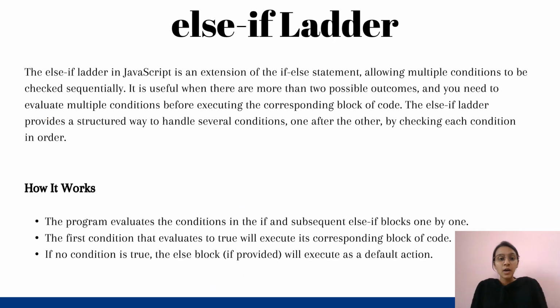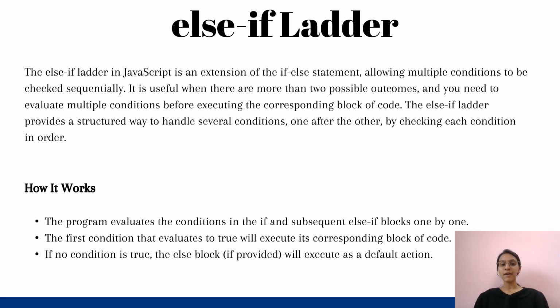Else-if ladder. The else-if ladder in JavaScript is an extension of the if-else statement, allowing multiple conditions to be checked sequentially. It is useful when there are more than two possible outcomes and you need to evaluate multiple conditions before executing the corresponding block of code. The else-if ladder provides a structured way to handle several conditions one after the other by checking each condition in order.